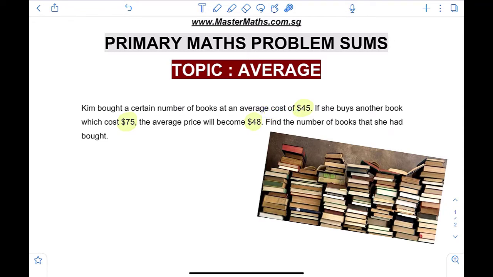And before we proceed to the next statement or to the question itself, take note that this is an if statement. It didn't really happen. But if it did happen, if she bought a book that cost $75, the average will become $48. So the question goes, find the number of books that she had bought.